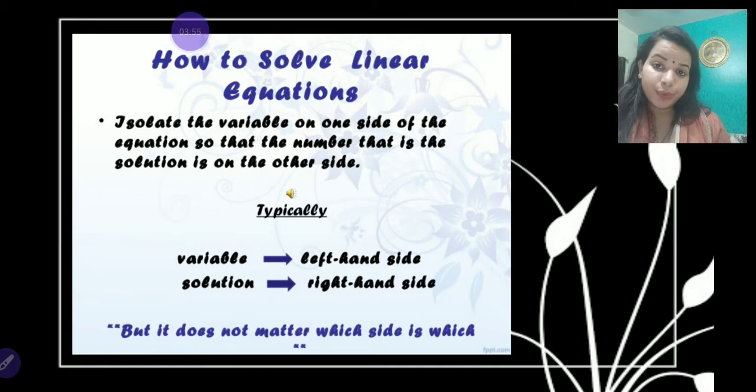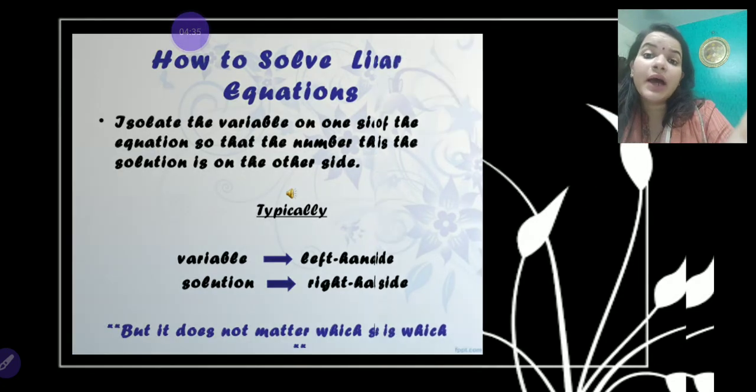Basically, what you have to do is keep the variable on one side and numbers on the other side. Generally, children, we keep the variable on the left hand side and numbers on the right hand side. Generally we do this, but you can do either way. You can put the variable on the right hand side and numbers on the left hand side. That is also correct. That will not make any difference to your equation. So for solving a linear equation, you have to keep the variable on one side and numbers on the other side. Now how will you do that?